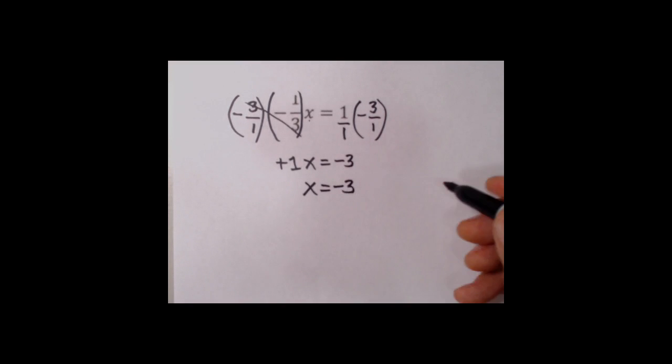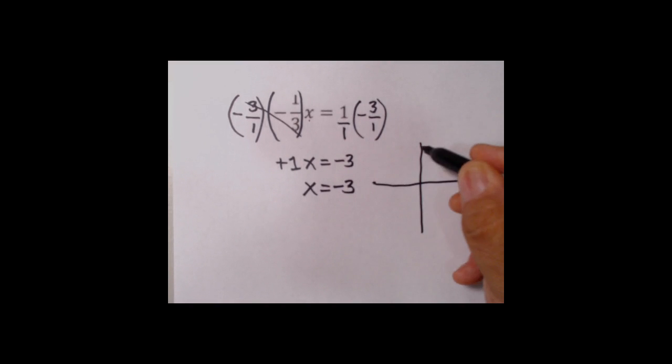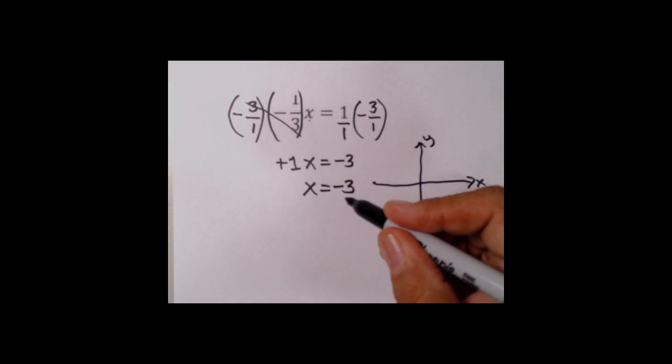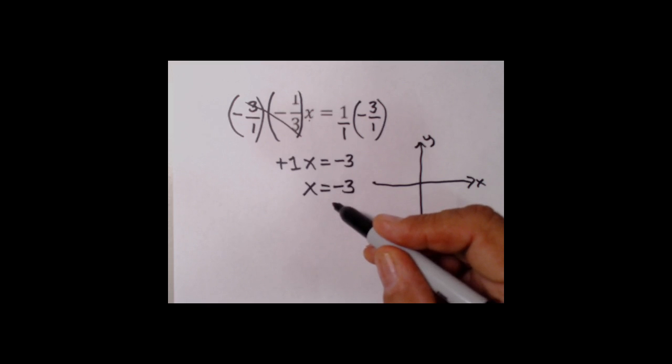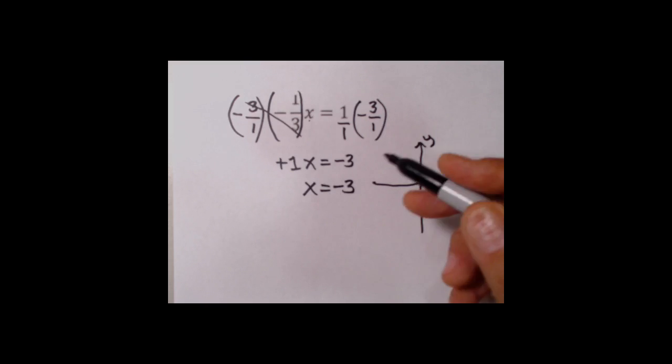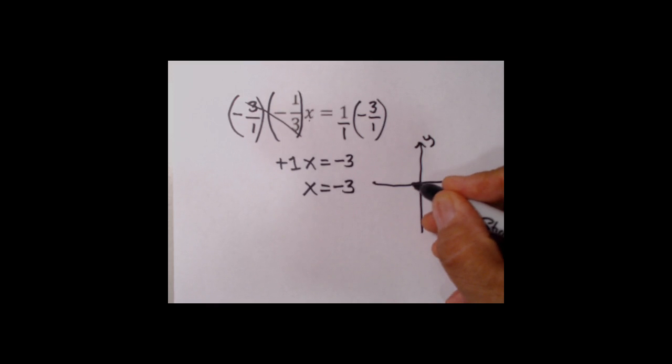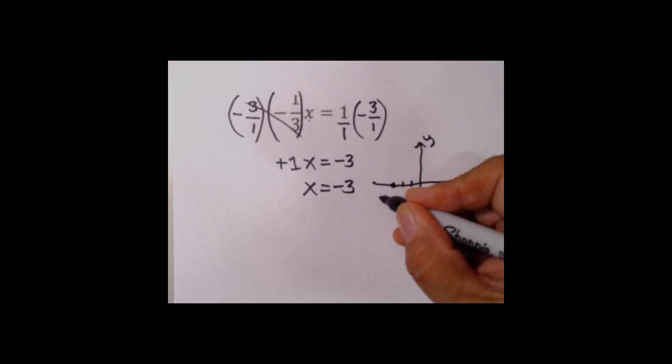Now, what's that tell us about the slope? Well, make yourself a little xy grid over here. Okay, here we go, x and y. Now, all we have is this requirement that x equals negative 3. y is not mentioned, so they don't care what y is. So where would x equals negative 3 be? Well, negative 1, negative 2, negative 3 right here.